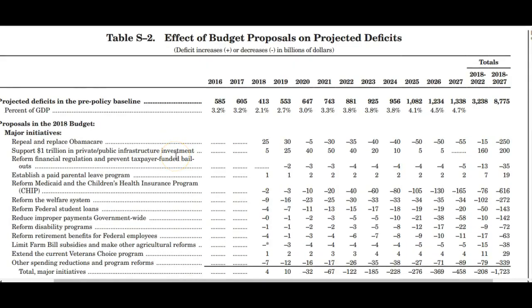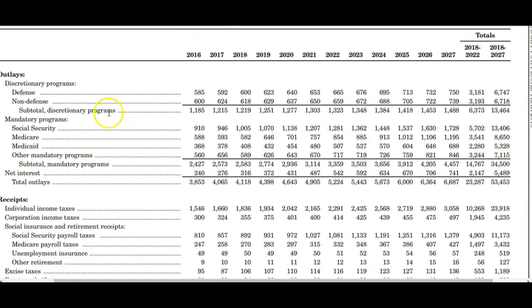And you can kind of see that if I scroll down here, it gives you the different outlays. So there's defense spending, non-defense spending, and then you could see the other mandatory programs, and that's how you get your outlay spending of $3.8 trillion.